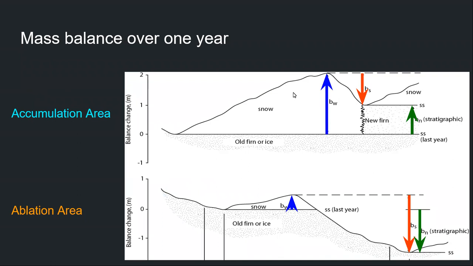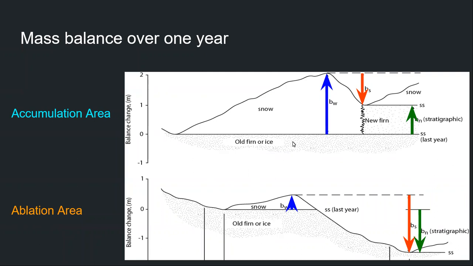If you look over 1 year, you can even divide that concept of mass balance and net mass balance a bit further. We can talk about winter balance and summer balance. On this drawing here, the winter balance is represented by the blue arrow, and the summer balance is represented by the red arrow. The net balance, which is the difference between the blue and the red arrow, is represented by that green arrow.